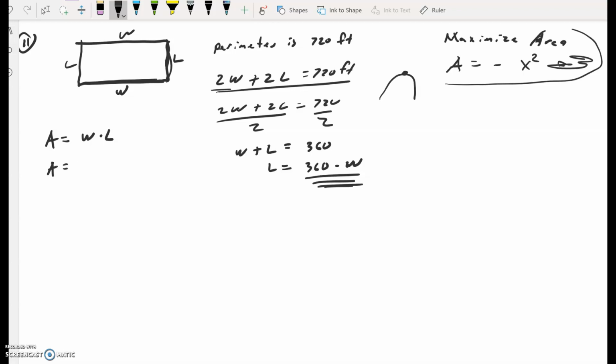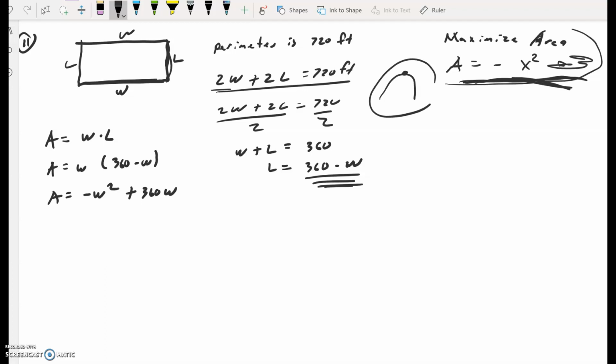So we have A equals W times 360 minus W. A equals, distributing, we have minus W squared, and then plus 360W. And sure enough, the area formula, just like we guessed up here, the area formula for this rectangle has a minus sign in front of a squared term. So its parabola is going to open downwards. And we're going to find the rectangle that has the maximum area.